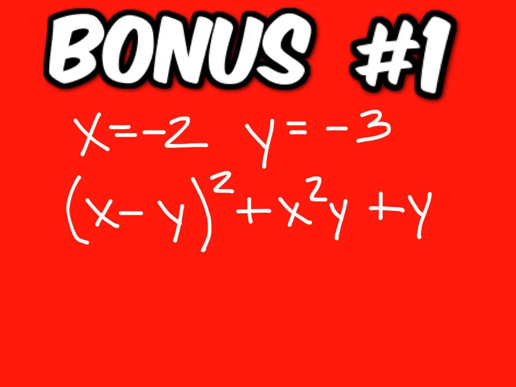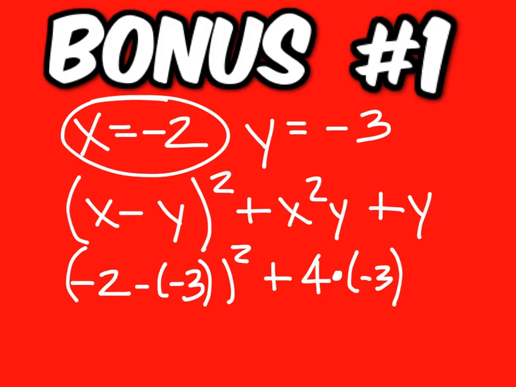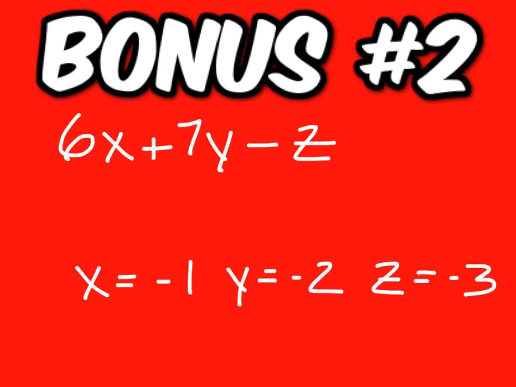For the bonus problem, you're going to have a negative 2 minus a negative 3 in here. Square all that, and then you'll have x squared, which is this. That means it's a 4. 4 times a negative 3, and then plus a negative 3 at the end. So inside of here you get a 1. 1 squared is 1. And this is a negative 12, so we have minus 12. And then minus 3. That comes out to be a negative 14. The answer for this one should be negative 17. We're running out of time, so I got to go back and do the practice.